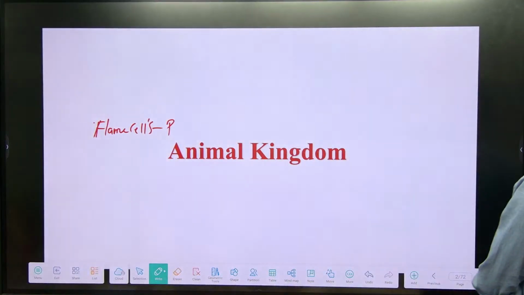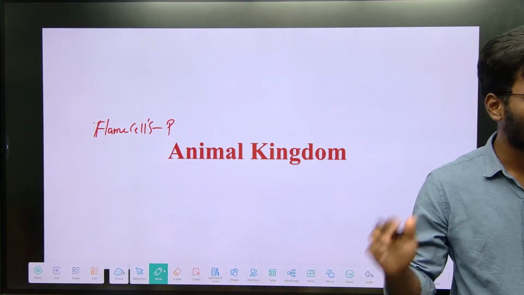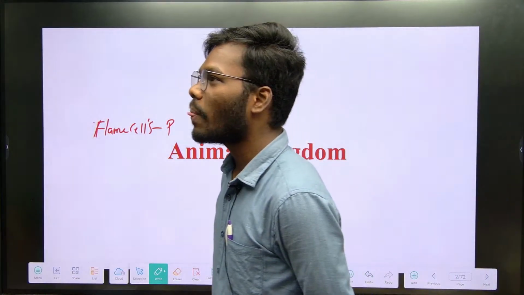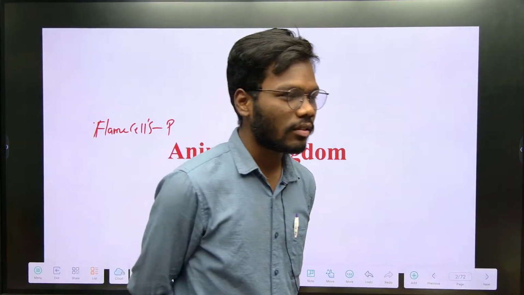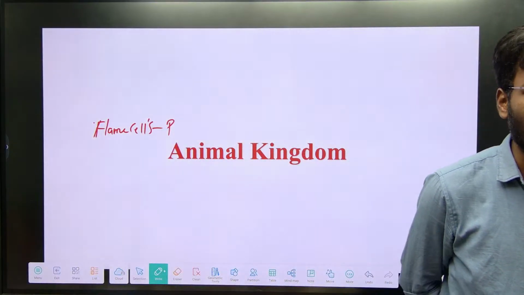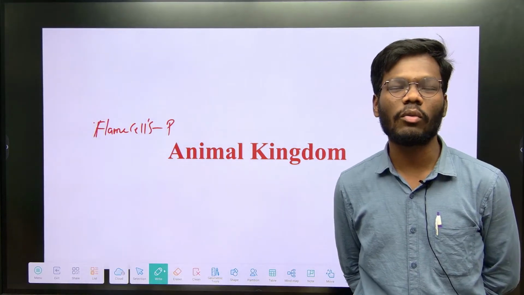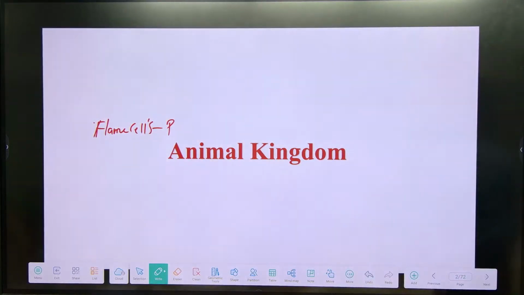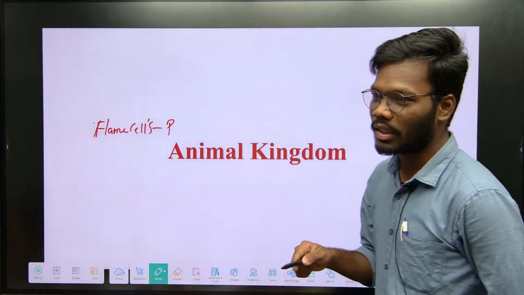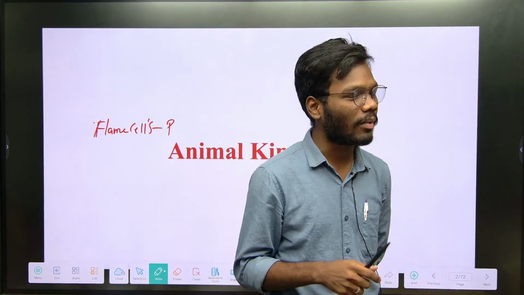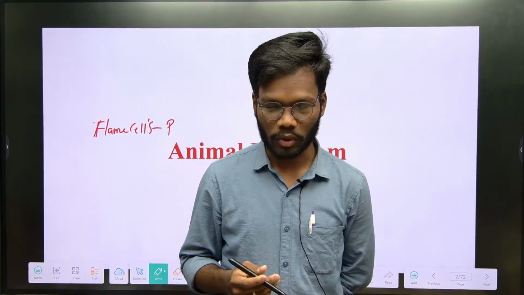Pseudocoelom in which phylum? Aschelminthes, right. Next one, the first metameric segmentation is in which phylum? Annelida. Okay. Then what about pseudo segmentation? Metameric segmentation is in Annelida, pseudo segmentation in Platyhelminthes, normal segmentation in Arthropoda.